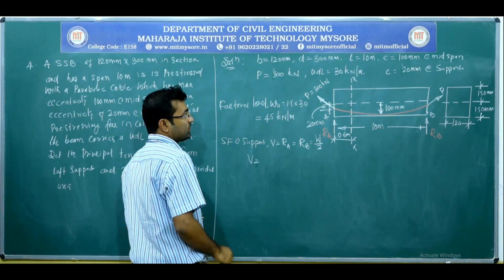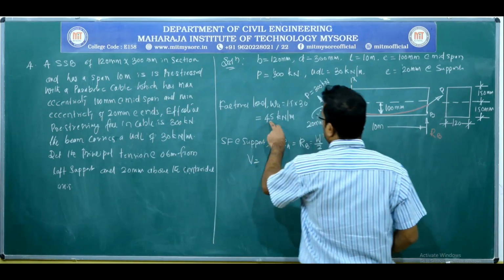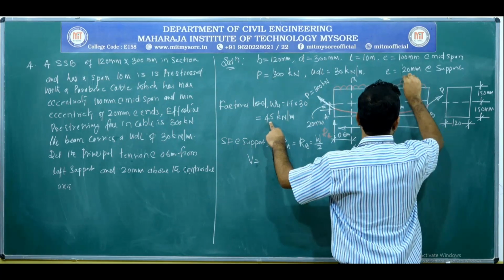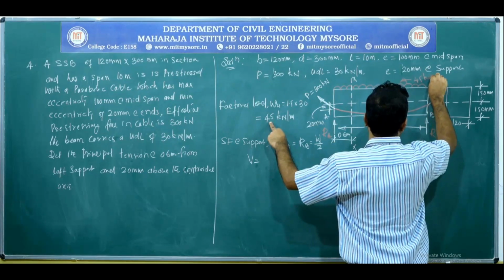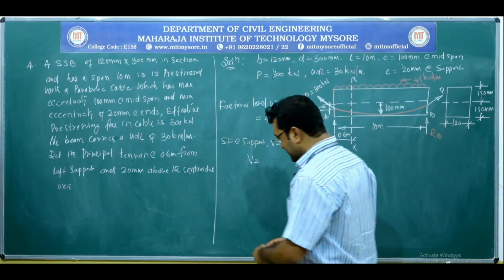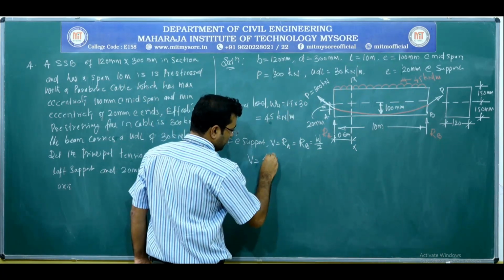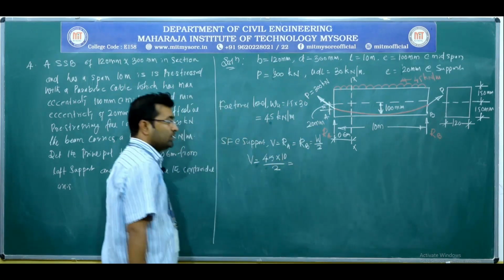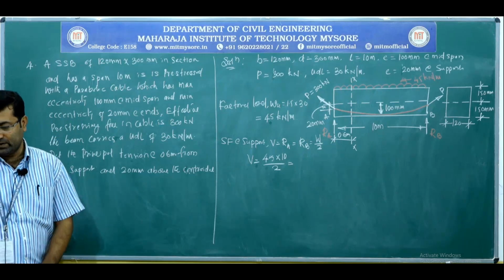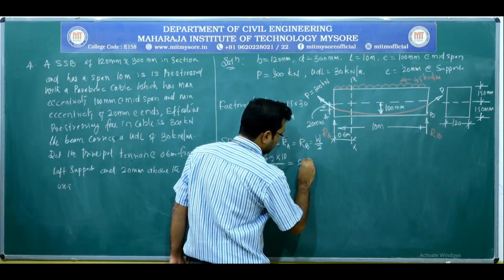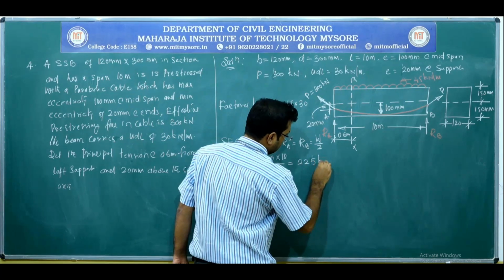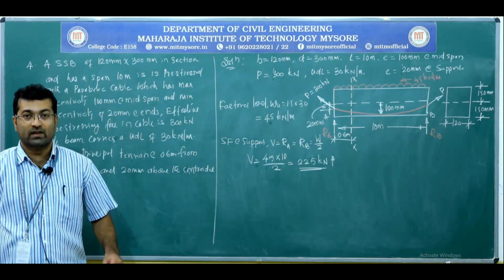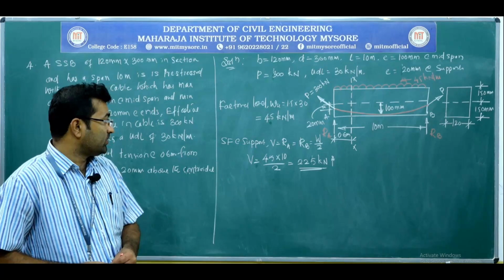So how much is total load? So as per our calculation, you can see the total load is 45. This is the factor load. It is about 45 kilonewtons per meter. Right. So it is 45 into the span is 10 meters divided by 2. So the shear force will be about 225 kilonewtons, which is acting vertically upwards. So this much is the shear force acting at the supports.